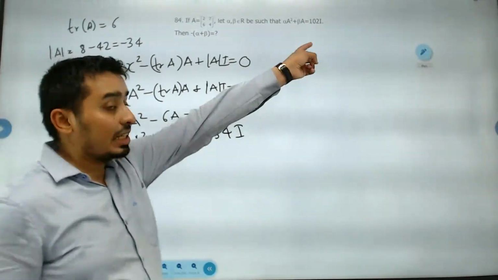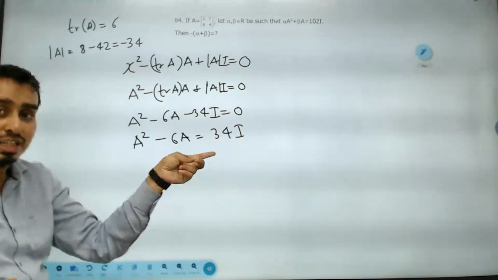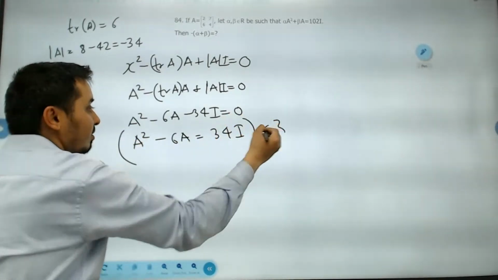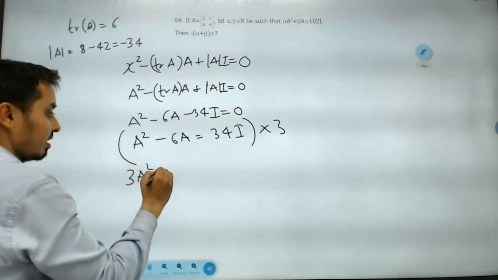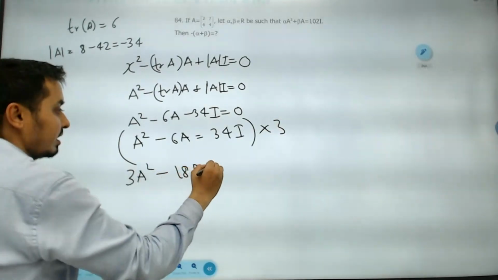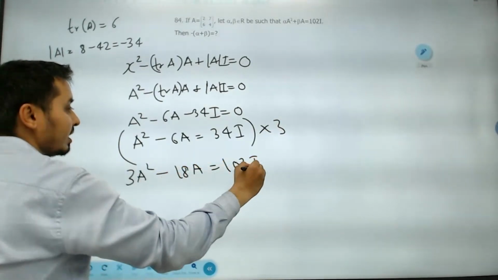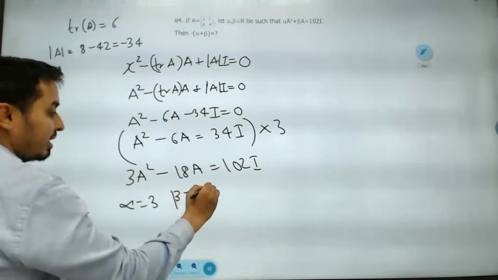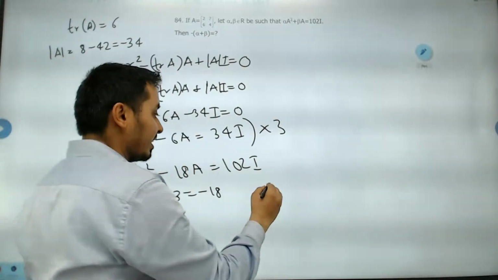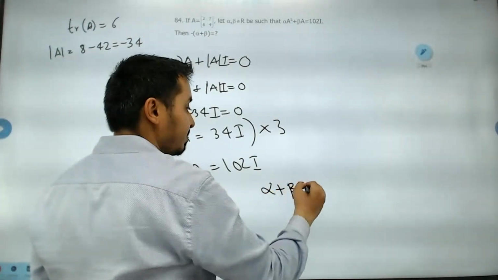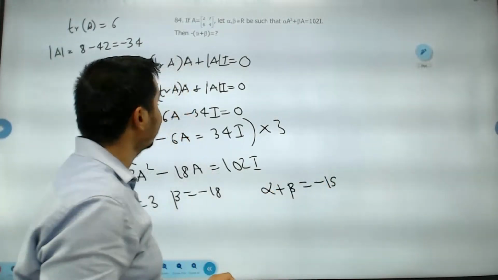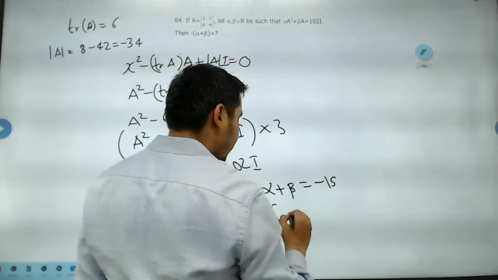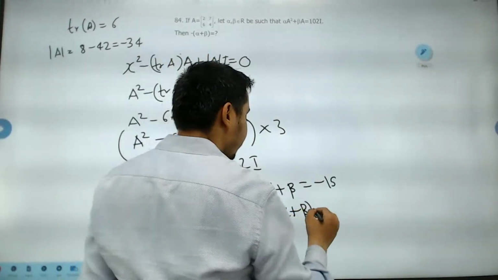Now if you look at the question here, you have 102I. You get 102I when you multiply 34 by 3. So if we multiply this entire equation by 3, we get 3A square minus 18A is equal to 102I. If you just compare, you will get alpha is 3 and beta is minus 18. So alpha plus beta is minus 15. They have asked you minus of alpha plus beta. So minus of alpha plus beta is 15.